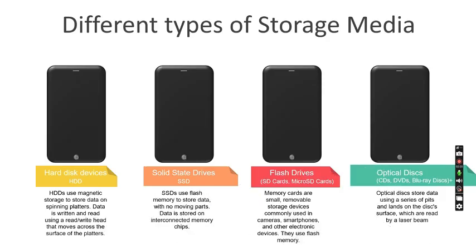Different types of storage media. Hard disk drives, HDD. HDDs use magnetic storage to store data on spinning platters. And solid state drives, SSD, means SSDs use flash memory to store data with no moving parts. And flash drives, memory cards, are small removable storage devices commonly used in cameras. Optical discs. Optical discs store data using a series of pits and lands.